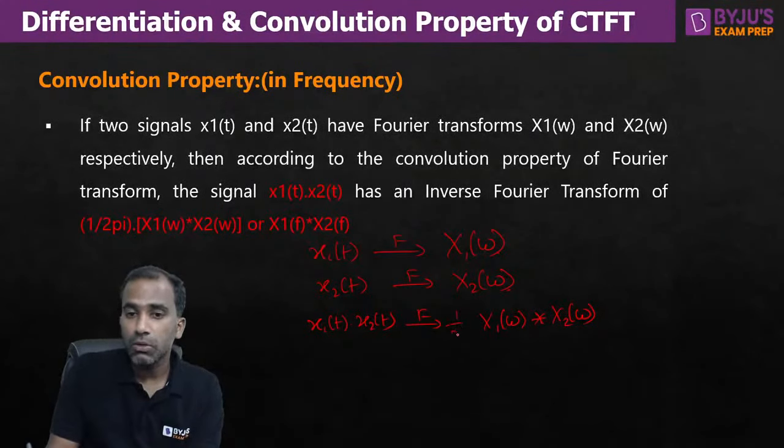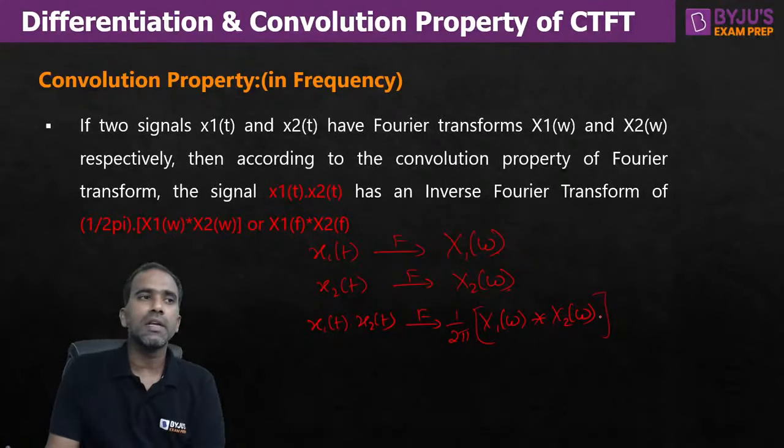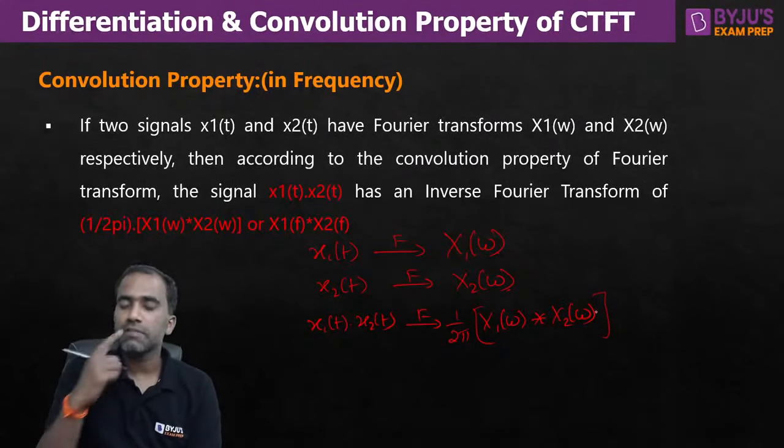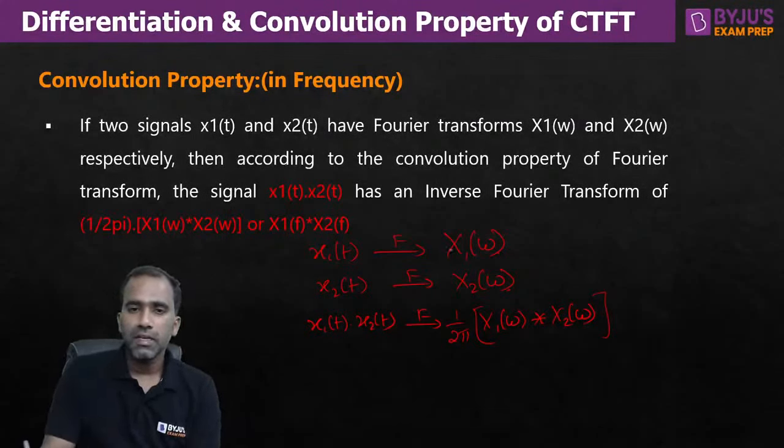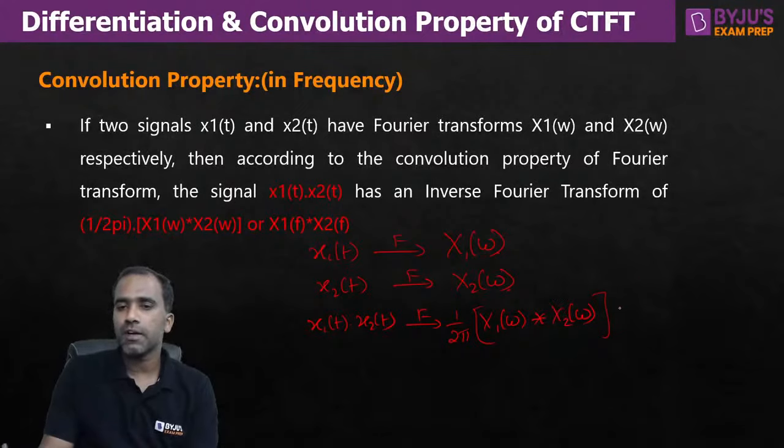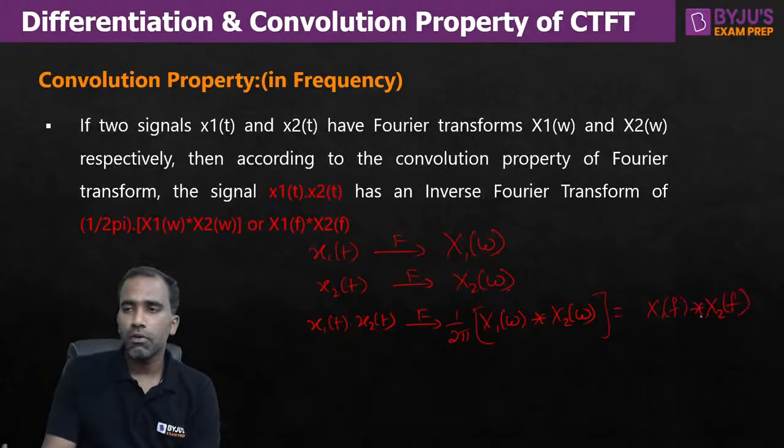Whenever integration is involved, I told you that there is a 1 by 2 pi factor when you are doing integration with respect to omega. Since there is integration involved with respect to omega, that's why I am putting a 1 by 2 pi factor. Remember that. We have seen that in the area property and Parseval's energy theorem property. And if you're doing convolution in the frequency domain, then also we have this 1 by 2 pi factor. But if you do this convolution in the frequency domain with respect to f, there is no need of any 1 by 2 pi. So this result or this result, both are the same.